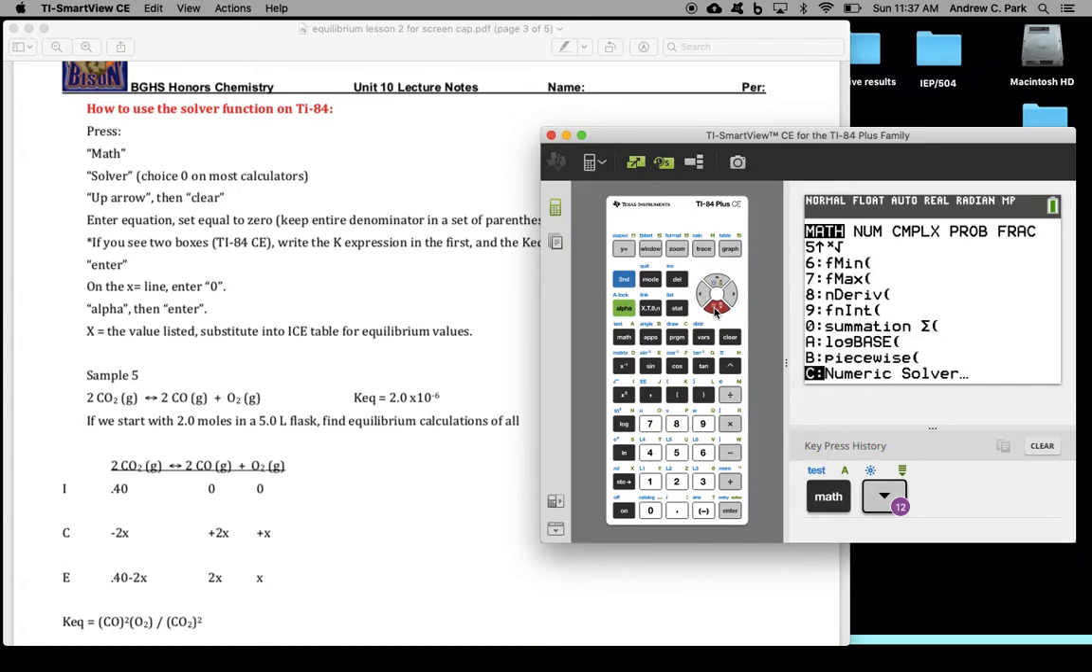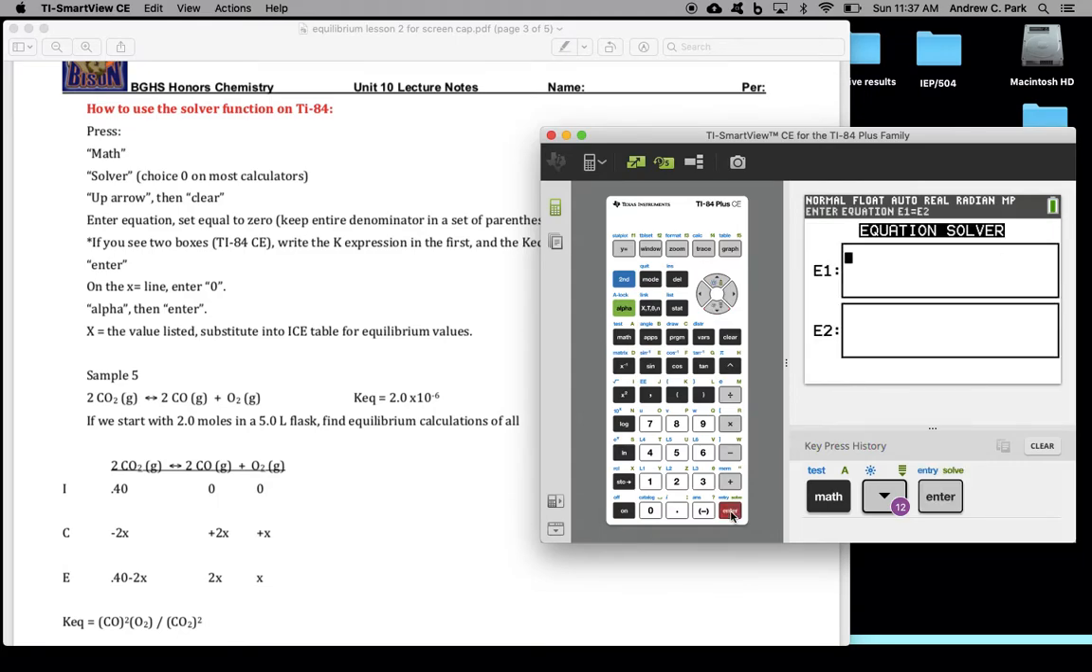Now, the location of the solver function is going to change from calculator to calculator. It doesn't really matter. Here on mine, it's choice C, so I'm going to hit enter. All right, and because this is an 84, one of the newer ones, the CE edition, it's going to have two boxes here. So now I'm going to go ahead and enter in the equation that I need to solve.